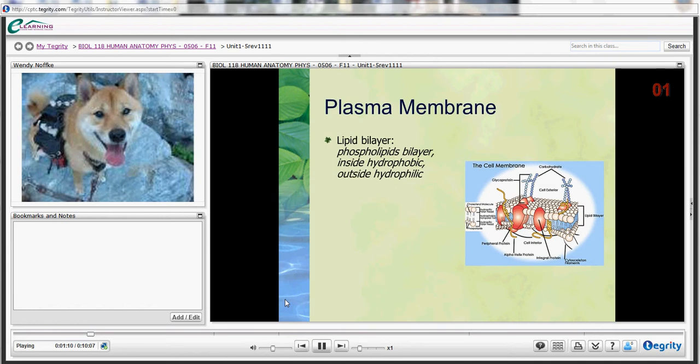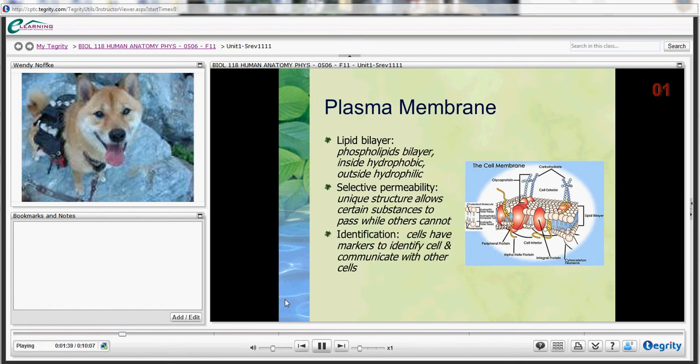The plasma membrane plays a very important role in the cell. It is almost as important as the genetic information. It is composed of a lipid bilayer made up of two layers of phospholipids. Inside is hydrophobic and outside is hydrophilic. It also has selective permeability, which is going to allow certain substances to pass into the cell while others cannot.